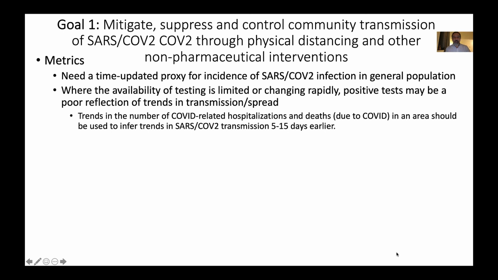And so we made the point that in the absence of good testing data and good incidence data, you could monitor hospitalizations and deaths due to COVID in an area to infer what was happening with trends in SARS-CoV-2 transmission 5 to 15 days earlier, because of the incubation period. So if we look at trends in hospitalizations today, they reflect what was happening with incidence of the infection in the population sometime earlier. It's not ideal, it's not as timely as we would like, but it's still better than nothing.